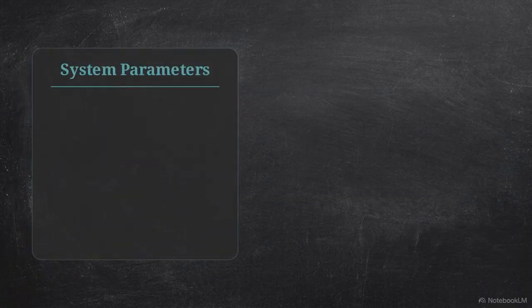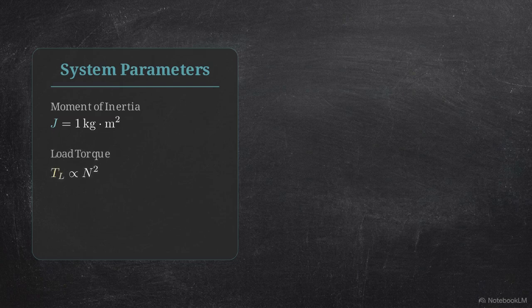Take a three-phase induction motor with a moment of inertia of 1 kilogram-meter squared. It's driving a fan where the load torque is proportional to the square of the speed. We need to calculate how many seconds it takes for this system to reach a target speed of 1,425 RPM.